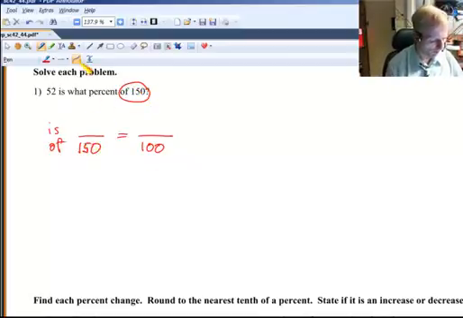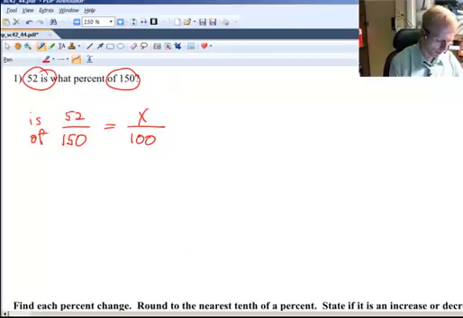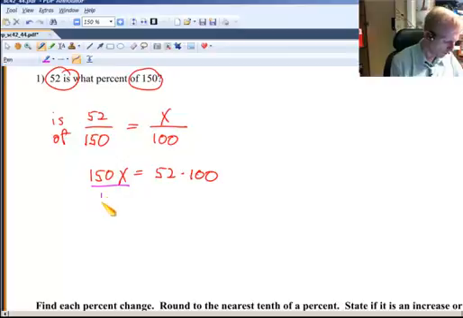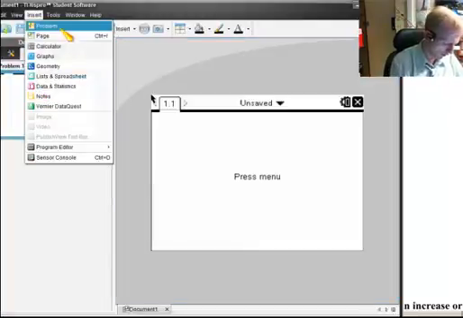Okay, so let me look. With this problem, of is 150. The is is 52, and the what goes with the percent, so that's my variable. So now I'm going to solve by cross-multiplying. So I get 150x equals 52 times 100. And then if I divide by 150, I'm going to find out what my percent value is.